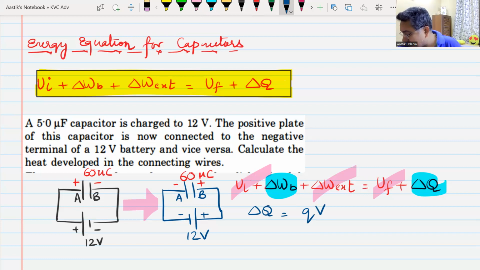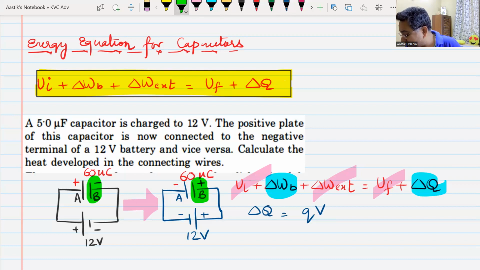Now how much charge has flown through the battery? That is what you have to find out. So you look at any one of the plates. You look at plate B, let us say.